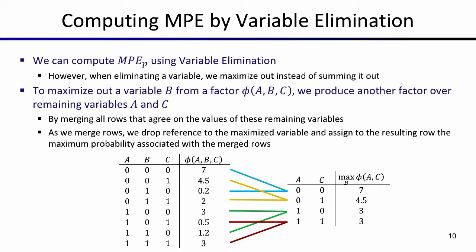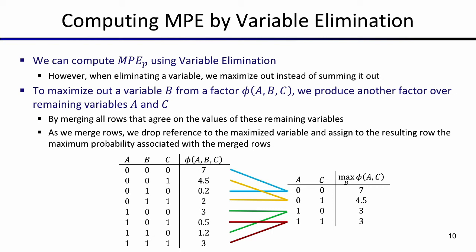So in order to compute MPE and MAP queries, we need a new operation over factors. Actually, it's not new, because you have seen this before, and we have even implemented that in the tutorials. That is the maximization operation. The maximization operation will replace the summation operation in variable elimination. So the algorithm for variable elimination to compute MAP and MPE queries will be very similar to the variable elimination algorithm that we've seen before, but we replace the sum out operation by the maximization out operation.